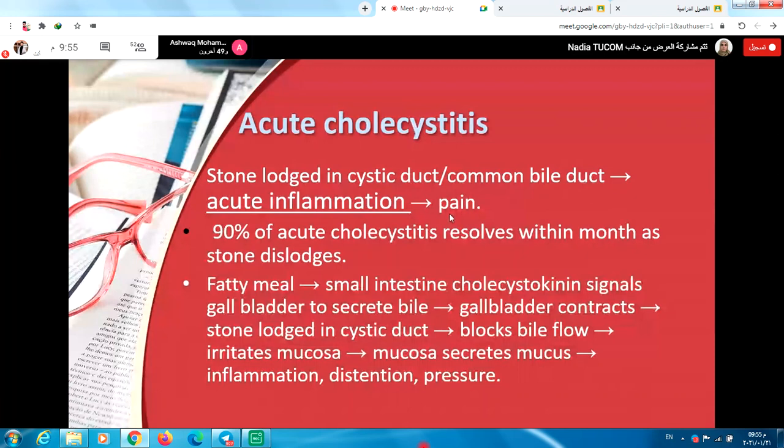Again, after fatty meals, the small intestine releases cholecystokinin, which signals the gallbladder to secrete bile for fat digestion. The gallbladder contracts and the stone will be lodged with the bile secretion in the cystic duct. This will block the bile flow, causing obstruction of the bile flow or common bile duct obstruction. This will irritate the mucosa in the cystic duct and in the common bile duct. The mucosa secretes a lot of mucus because of irritation, and this will elicit an inflammatory process, distension proximal to the obstruction, and increase in intracystic pressure.